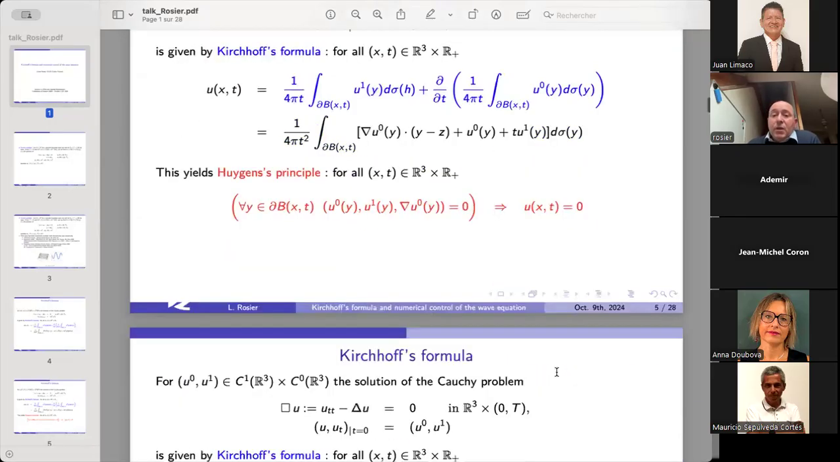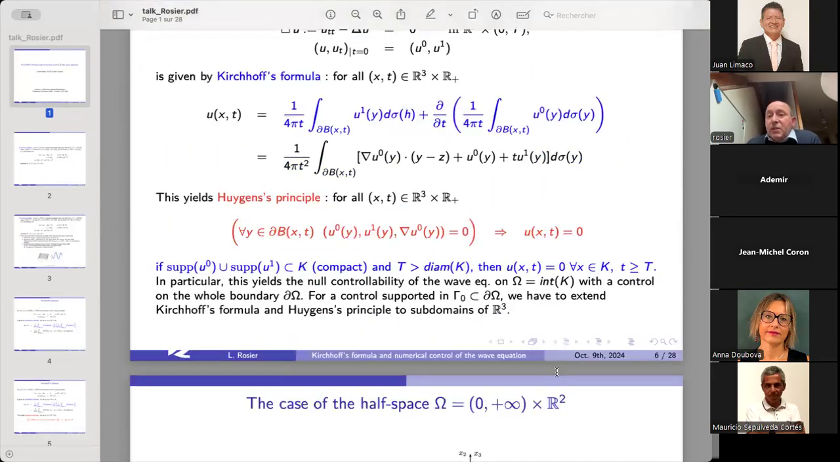And of course, this has implications for the control, written in blue. If you assume that the initial data u0 and u1 have a compact support in some compact set K, and if the time capital T is larger than the diameter of K, then you can infer from this that u is 0 for x in K and t larger than capital T.